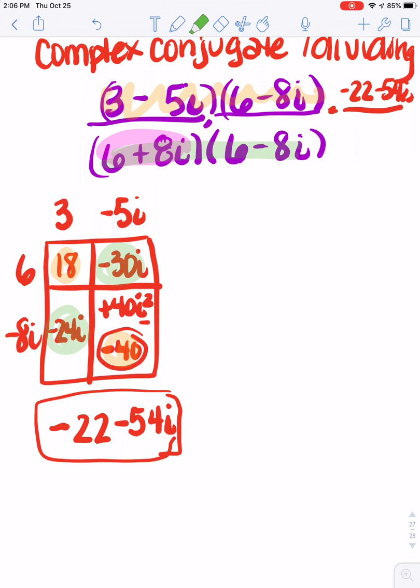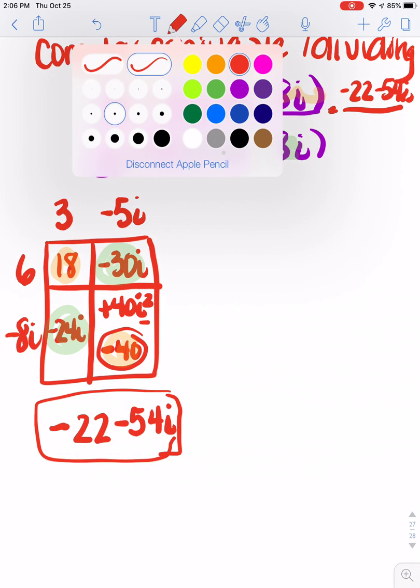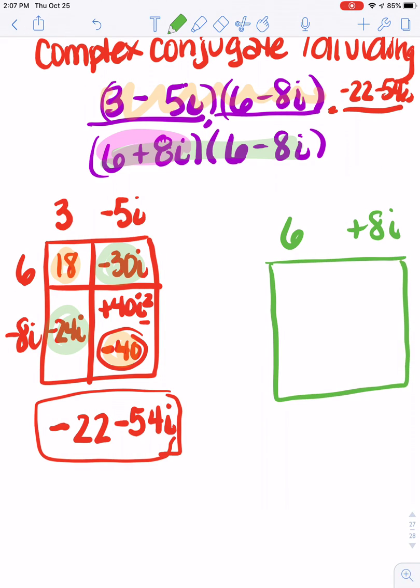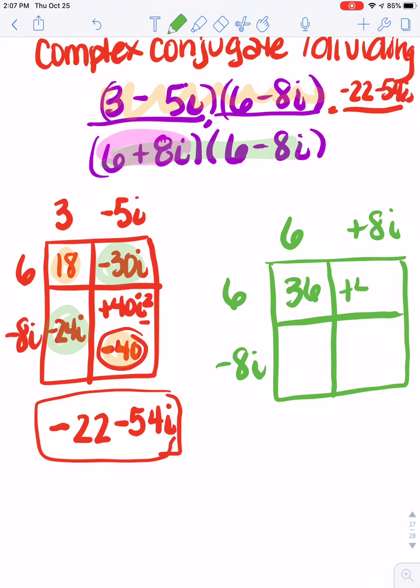Now I'm going to take these two and multiply them together. So I have 6 plus 8i is going to go across the top of my box. And then 6 minus 8i down the other side. And now I'm going to start to multiply. So 6 times 6 is 36. 6 times positive 8i is positive 48i. Negative 8i times 6 is negative 48i. Now the good news is these two are going to cancel.